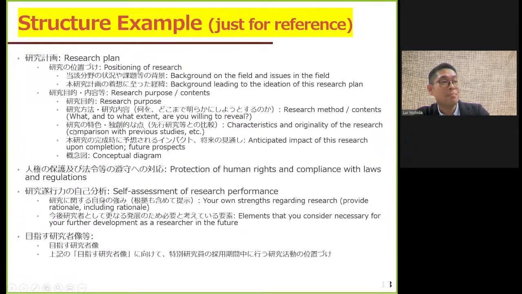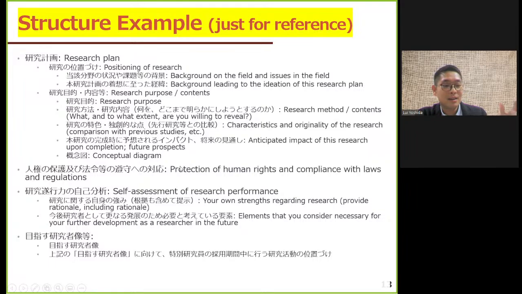And in the proposal, I recommend you put a conceptual diagram of your research, your research method, or your research plan overall. I really recommend you create a figure of what you want to research or your research method or something like that. And there is another section for protection of human rights and compliance with laws and regulations. It depends on your research field, so I cannot talk about this much.